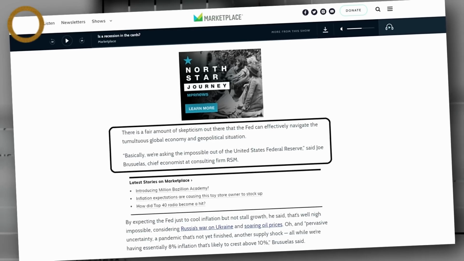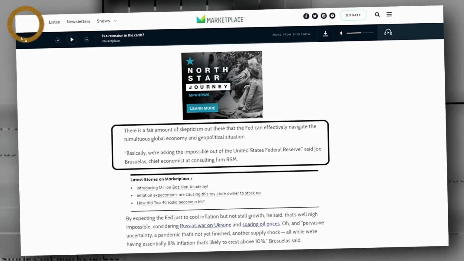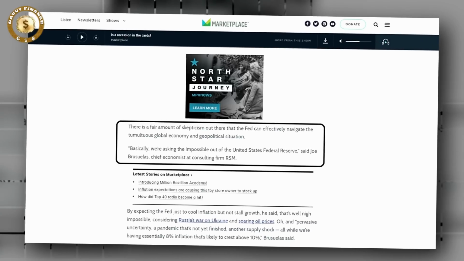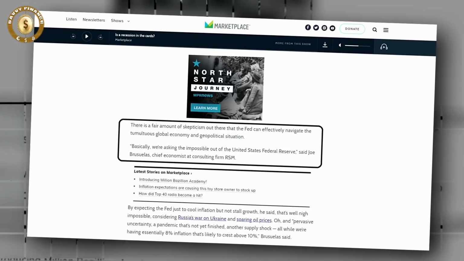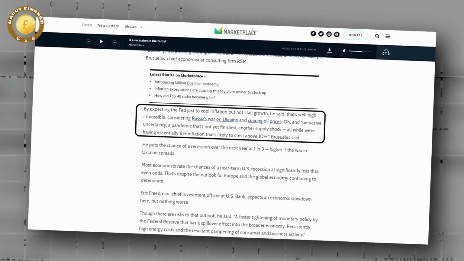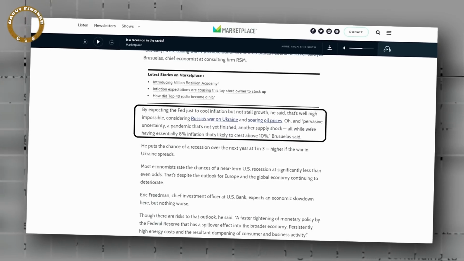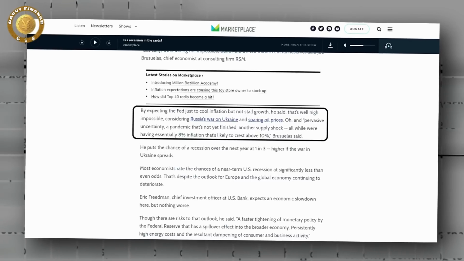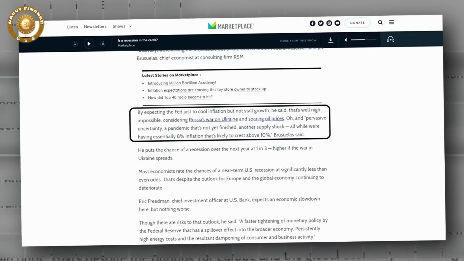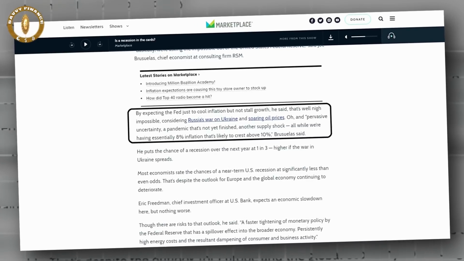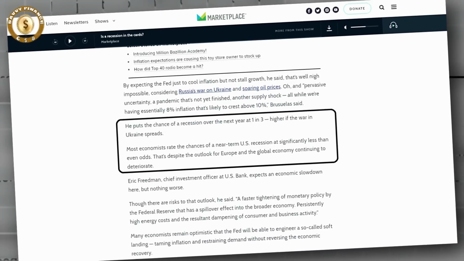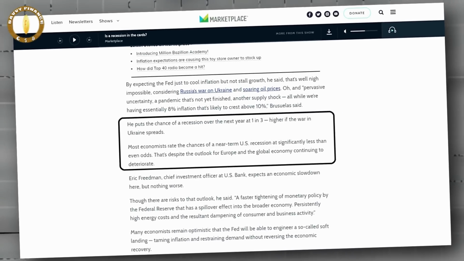There's a fair amount of skepticism out there that the Fed can effectively navigate the tumultuous global economy and geopolitical situation. Basically, we're asking the impossible of the United States Federal Reserve, said Joe Brusuelas, chief economist at consulting firm RSM, by expecting the Fed just to cool inflation but not stall growth. That's well-nigh impossible, considering Russia's war on Ukraine and soaring oil prices. Oh, and pervasive uncertainty, a pandemic that's not yet finished, another supply shock, all while we're having essentially 8% inflation that's likely to crest above 10%, Brusuelas said. He puts the chance of a recession over the next year at 1 in 3, higher if the war in Ukraine spreads.